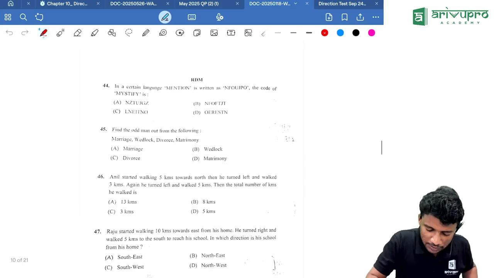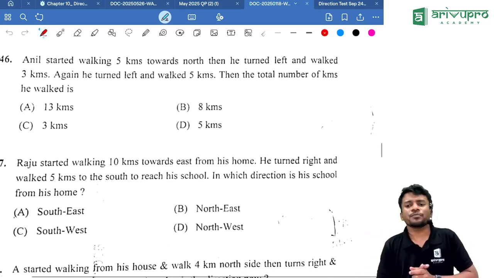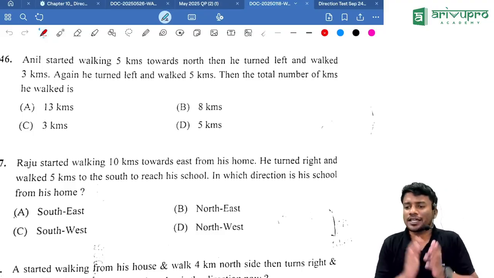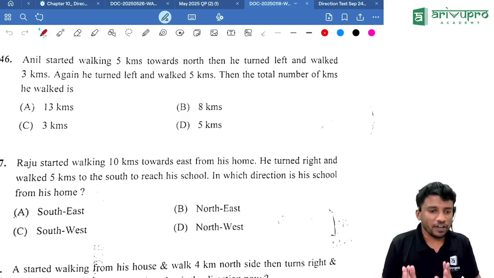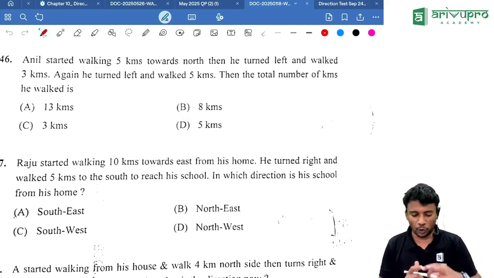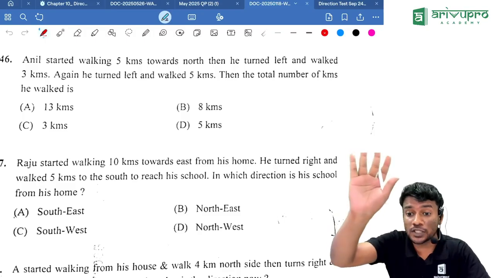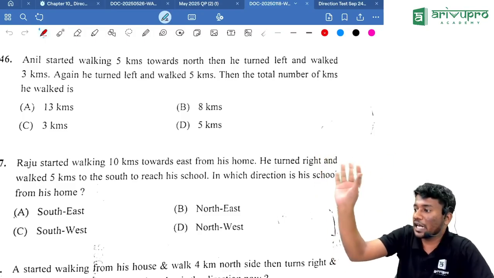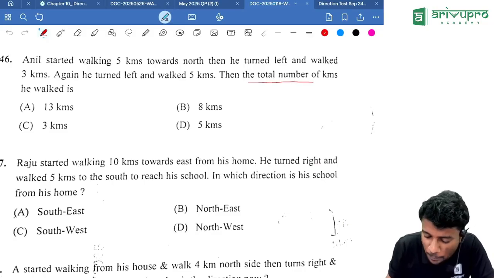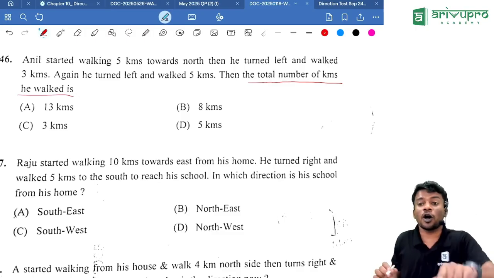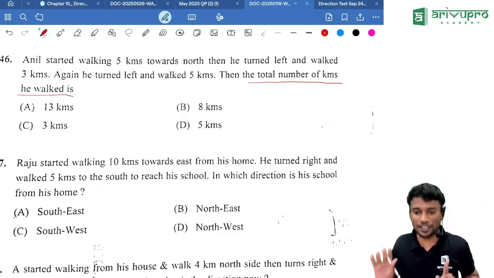Now, the first question we are going to do is from directions and distance. This question paper is from Jan 2025. Everyone look at the question and tell me the answer. It's a very easy question. And what is the approach I told you? Always read the last line first. So, the total number of kilometers he walked. That means the total distance walked by the person is the question.